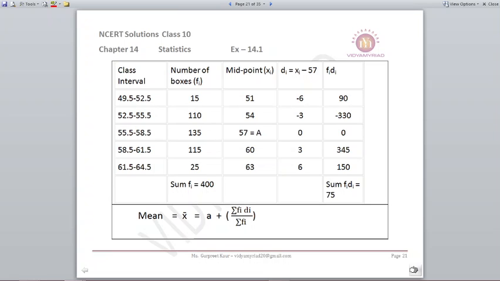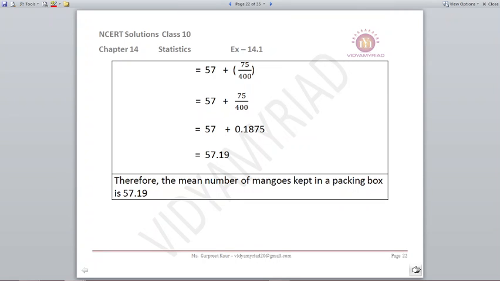Now multiply this with fi and total it. It will come as minus 90 over here, because 15 into minus 6 is minus 90, and 110 into minus 3 is minus 330, and so forth. When you multiply, you will get sigma fi di as 75 and sigma fi comes out as 400. Now the assumed mean we have taken as 57, so 57 plus 75 upon 400, solve it, we get 57.19 as our mean number of mangoes kept in the packing box.